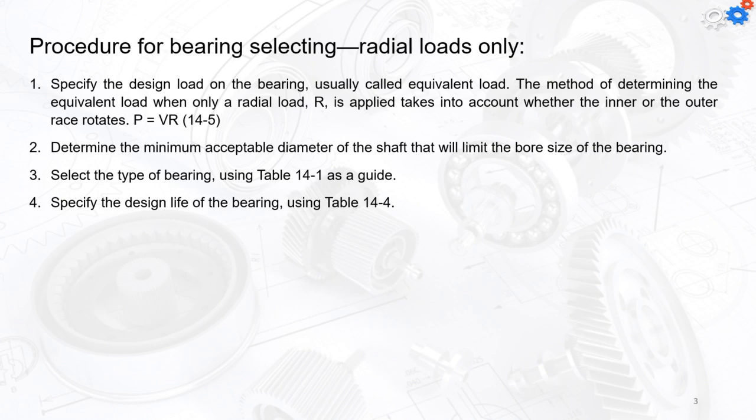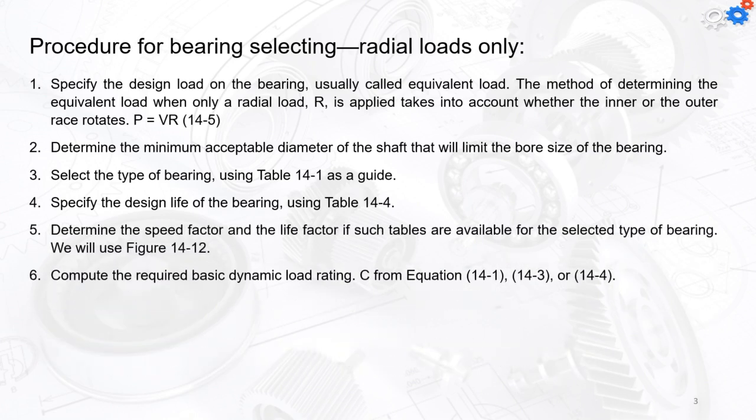Step number 3 is select the type of the bearing using table 14.1 as a guide. Then specify the design life of the bearing using table 14.4. Step number 5 is determine the speed factor and the life factor if such tables are available for the selected type of bearings. Otherwise, that's when you use figure 14.12. Otherwise, you can simply calculate the C in step number 6 by using the basic dynamic load rating equation, which is equation 14.3 or 14.4.